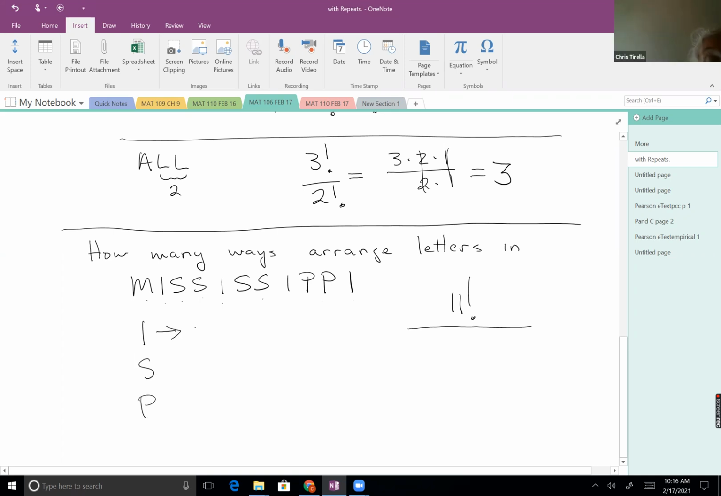For the I, there are 4 of them. So I need a 4 factorial for the I's. For the S, there are 4 of them. So I need a 4 factorial for the S's. And for the P, there are 2 of them. So I need a 2 factorial for the P's. And you see, I need a separate factorial for each thing that repeats. And that's what the RST is all about. If you've got multiple things that repeat, you need a different factorial for each of them. Any better?